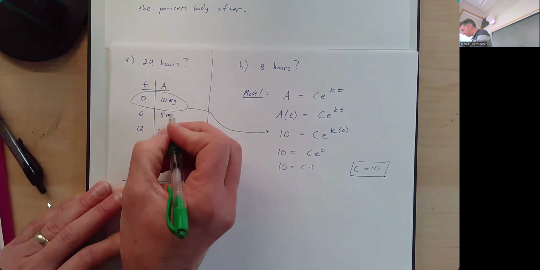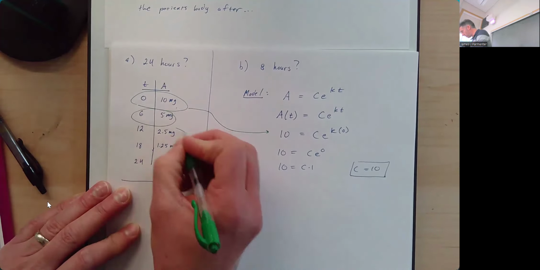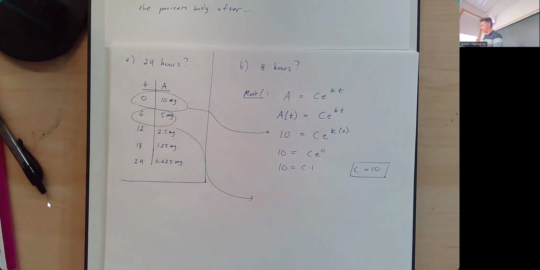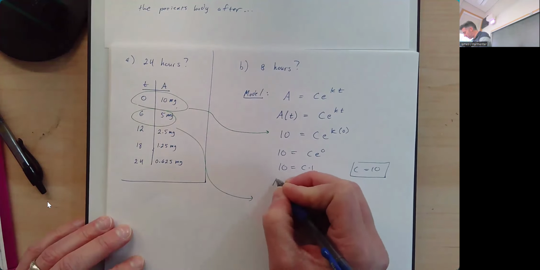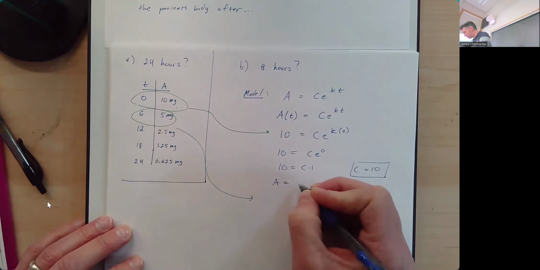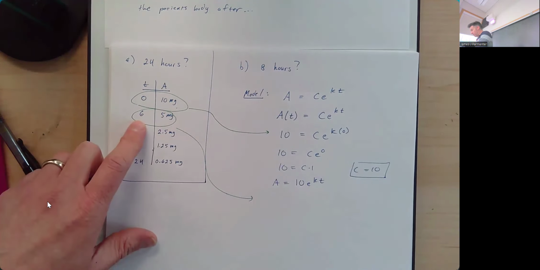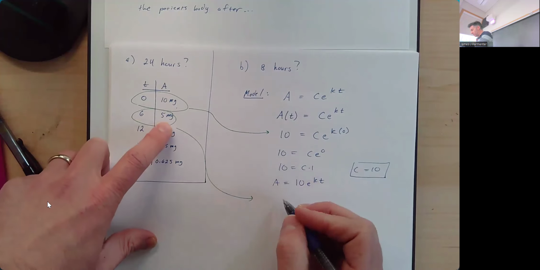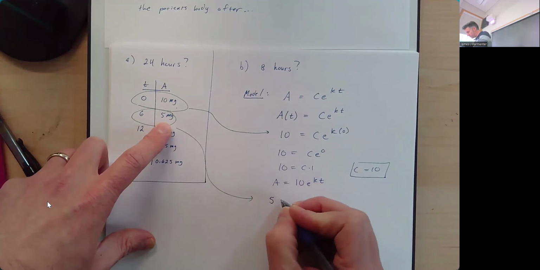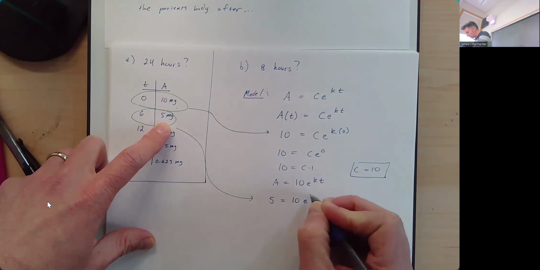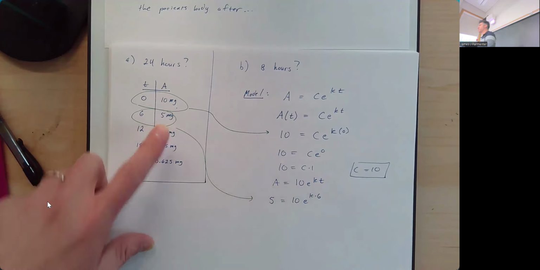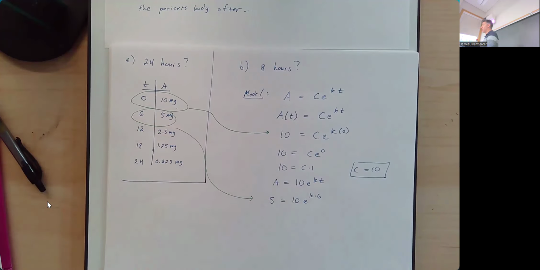So we're going to take that and plug it into our, well, I should have done one thing. Now our new updated model is A equal to 10 e to the KT. And then we're going to plug in this second data point to our updated model. So now the time is 6, the amount is 5. So 5 equals 10 e to the K times 6. And then we're going to solve for K.